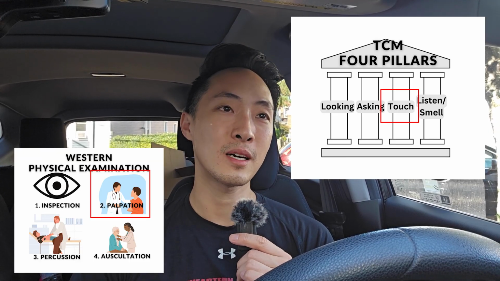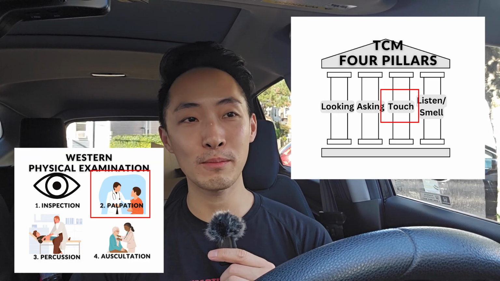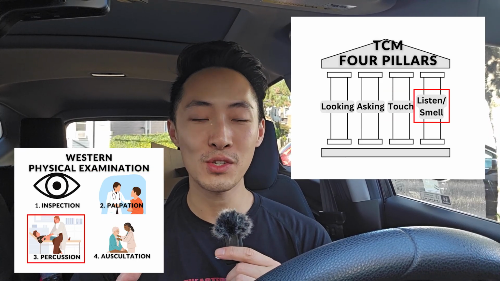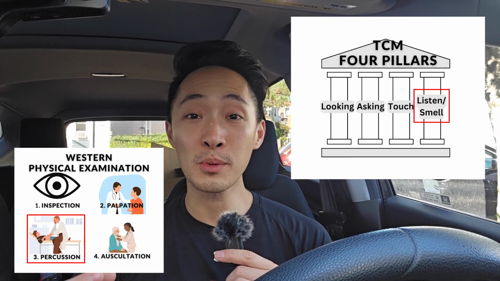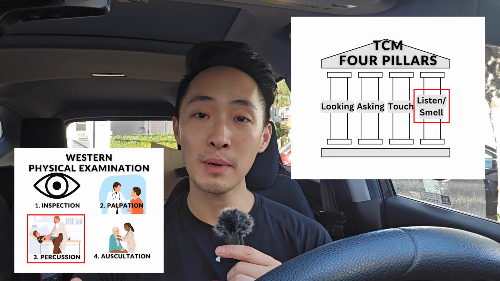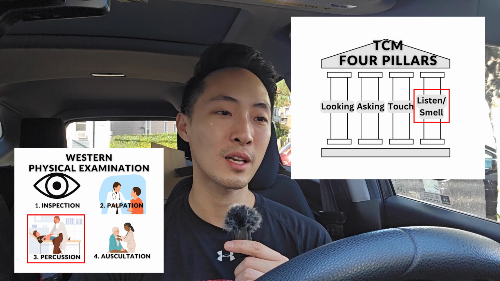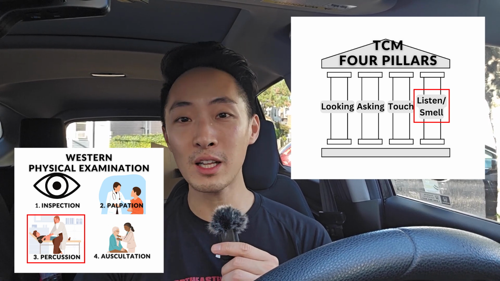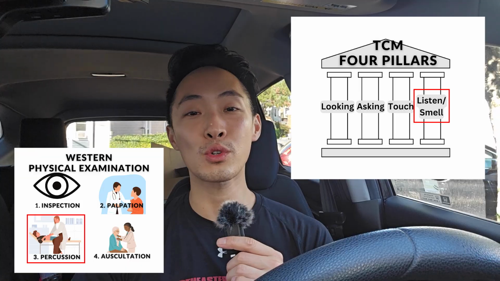All right, now next comes sound. So in TCM, we call this listening and smelling. So we're paying really close attention to our patient's voice, their breathing. We might even take in some body odors. Five-element practitioners do take in body odors. For example, certain smells that come from the patient, we could relate to a certain element. And that could be related to a certain organ.